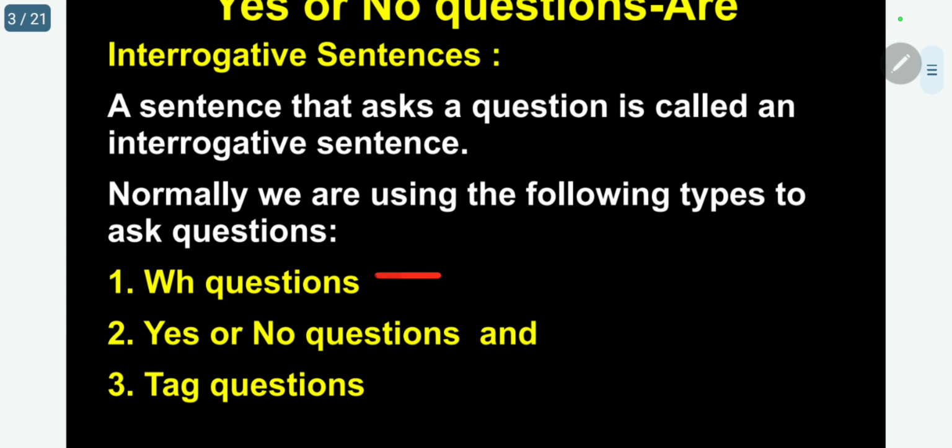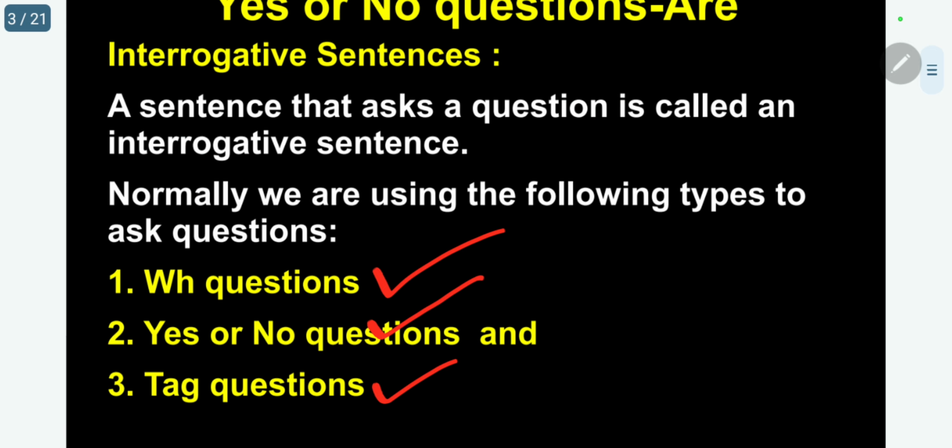Number one, WH questions, we have already discussed. Now we have started yes or no questions. And we will discuss tag questions in future. So my dear students, here is one important piece of information I want to give. Probably even many English teachers may not know this. If you want to ask a question to anybody, there are only three ways you can raise questions.